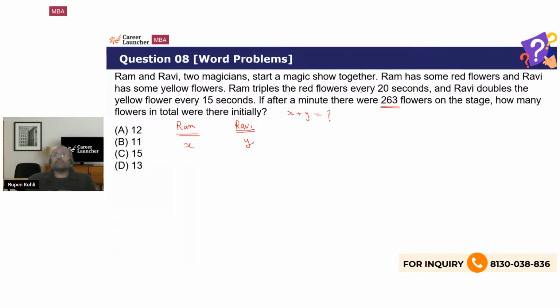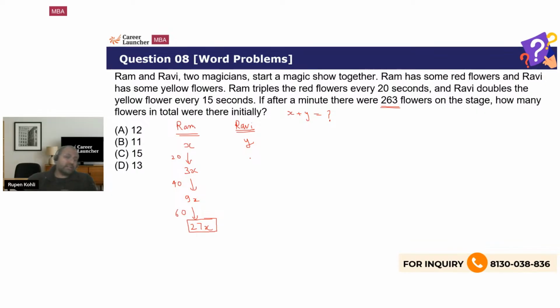Ram is tripling the red flowers every 20 seconds. In 60 seconds, he will be able to triple the flowers thrice, because 20 seconds occurs 3 times in 60 seconds. So his flowers will first become 3 times, then will again become 3 times, and then will again become 3 times. So they will eventually become 27 times. 20 सेकंड के बाद 3x हो जाएंगे, 40 सेकंड के बाद 9x हो जाएंगे, और 1 मिनट के बाद 27x हो जाएंगे.